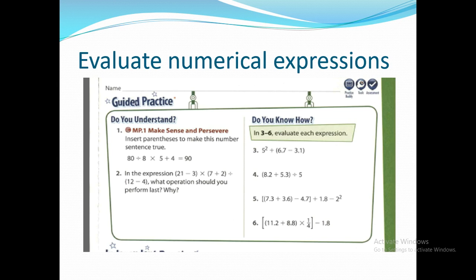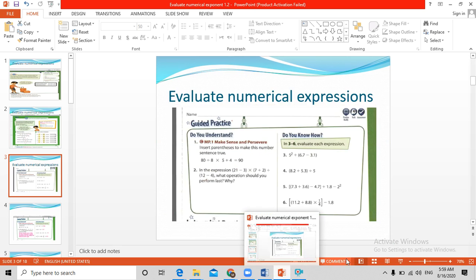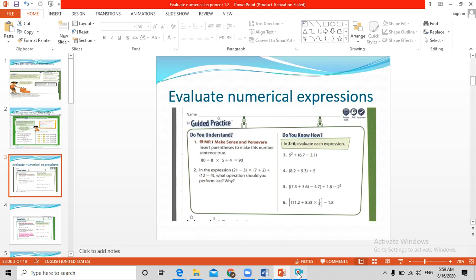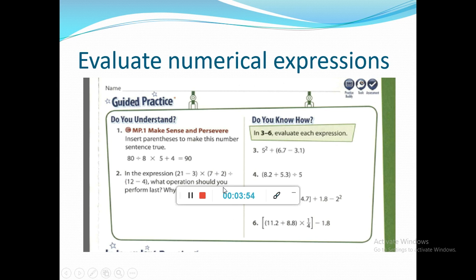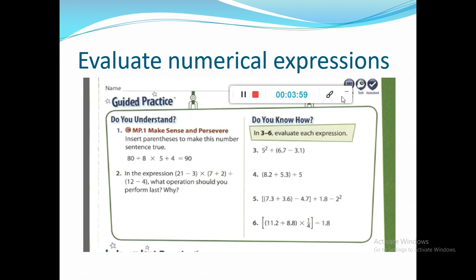Now let's see more examples. Here in this page, first question in the guided practice: insert parentheses to make this number sentence true.